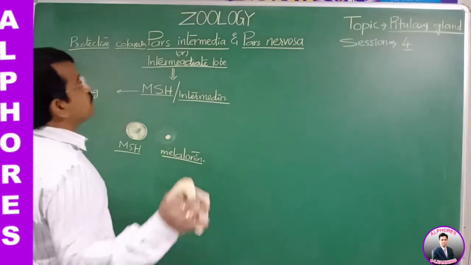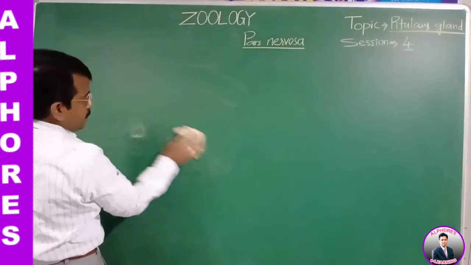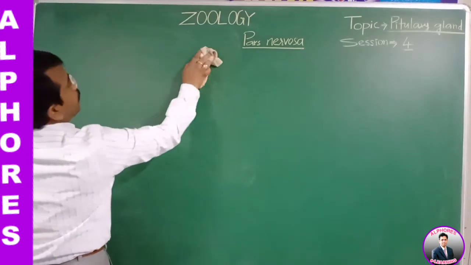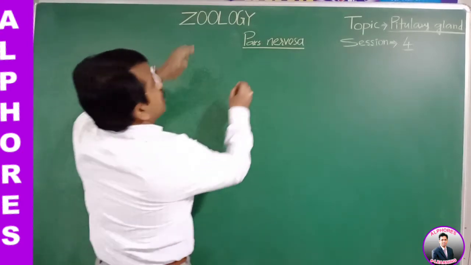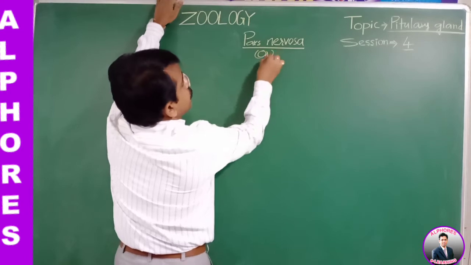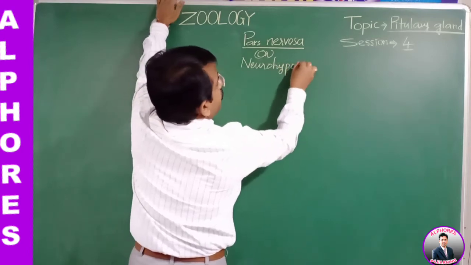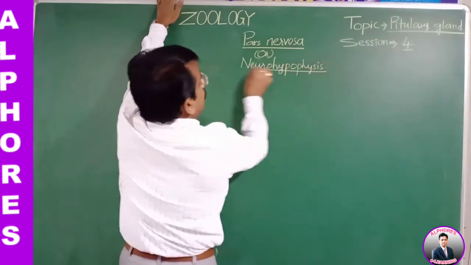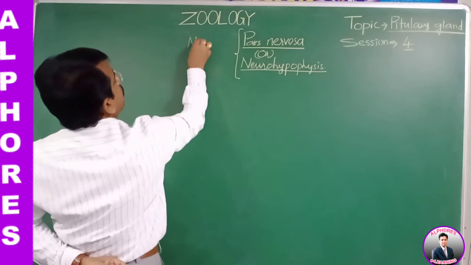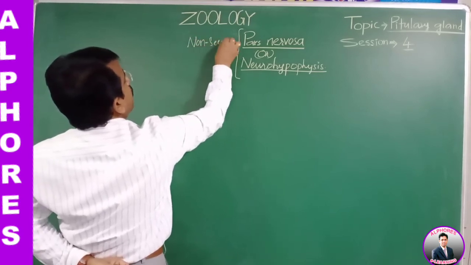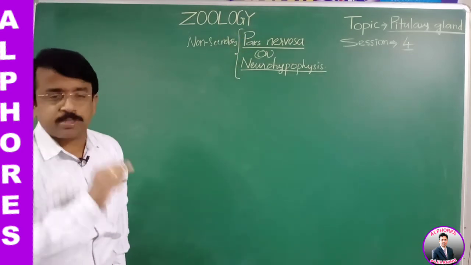Let's move on to the next one, which is the pars nervosa. Pars nervosa is nothing but the posterior region of the pituitary. It is none other than the neurohypophysis. In fact, it is non-secretory. What do we mean by non-secretory? It means the neurohypophysis does not synthesize the hormones.